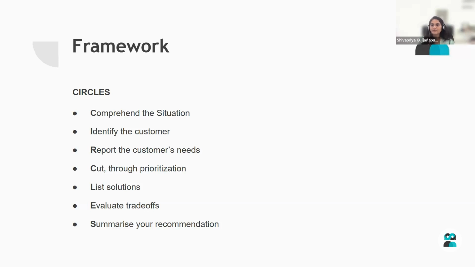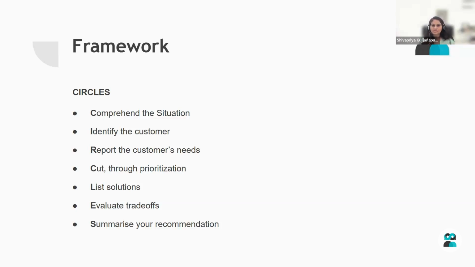The R stands for reporting the customer needs. Once we identified and scoped down to one customer segment, we'll try to figure out all the needs of the particular customer, and we'll prioritize the top needs that we as a PM would like to solve.